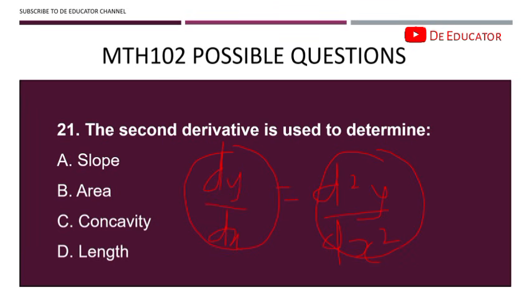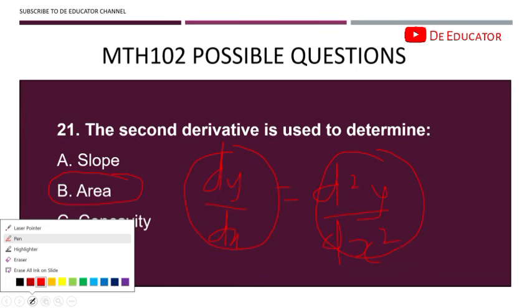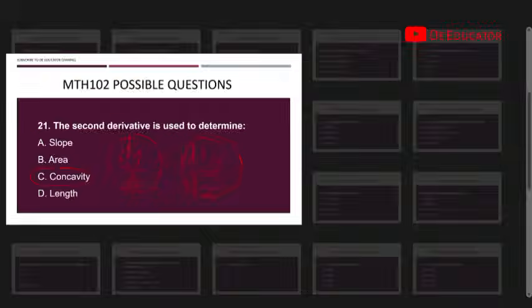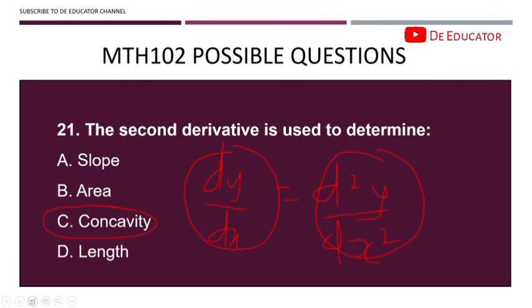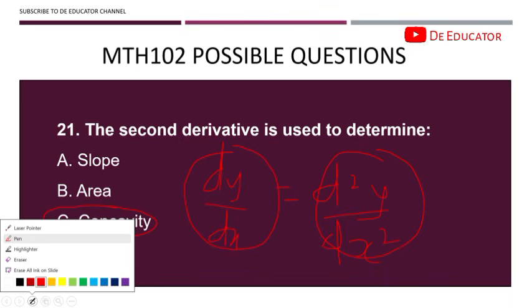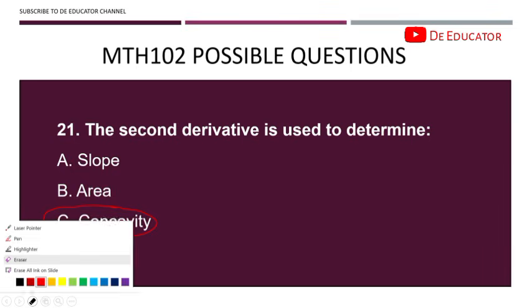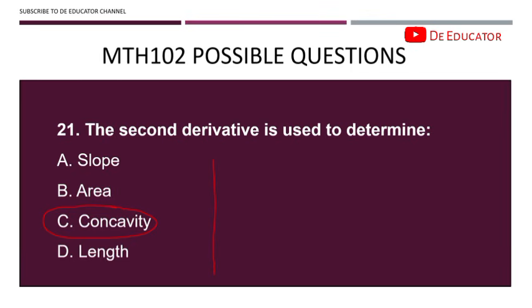All right, now the second derivative is used to determine the concavity. So let's erase this. The second derivative is used to determine the concavity. Concavity, not area. Please correct that. Concavity, not area. Okay, so now this is what I'm trying to let you know. Let's say we have a particular graph like this. So we have two graphs. For example, we have another graph like this. The second derivative is used to determine the concavity.